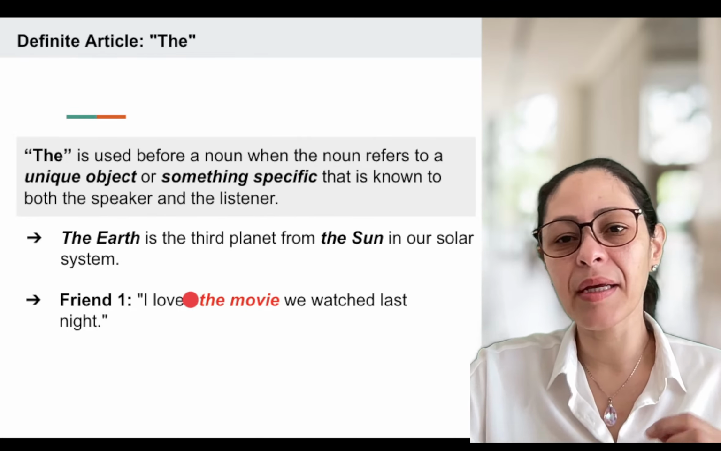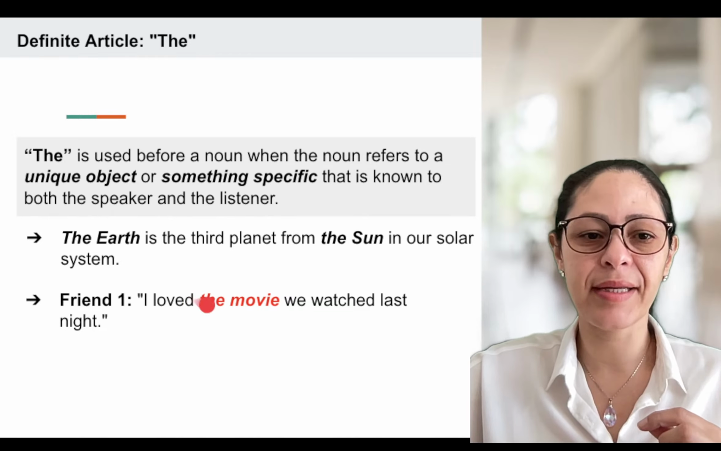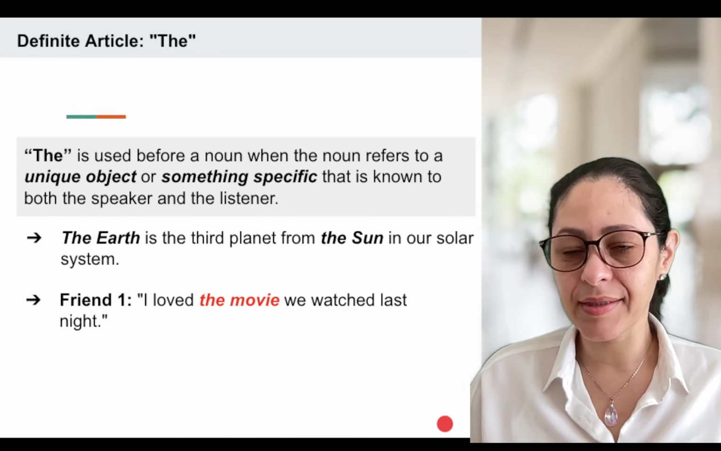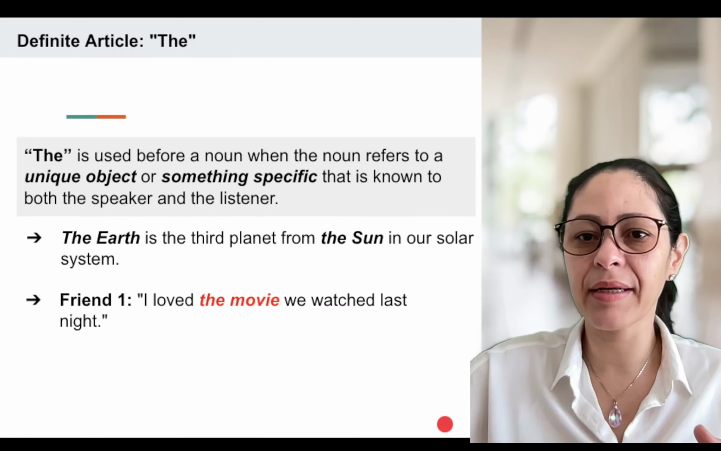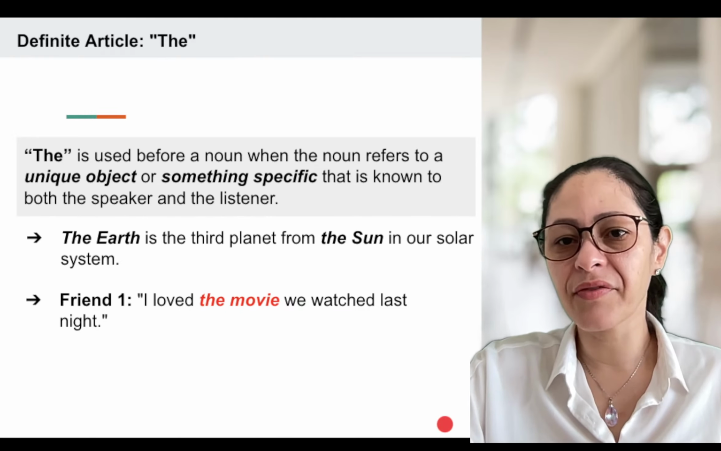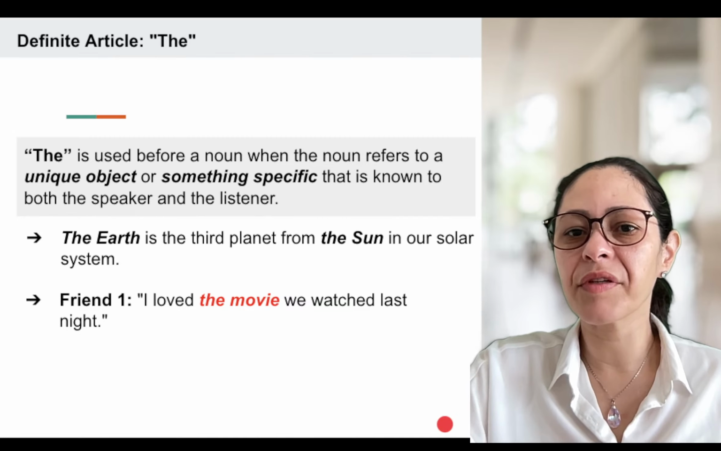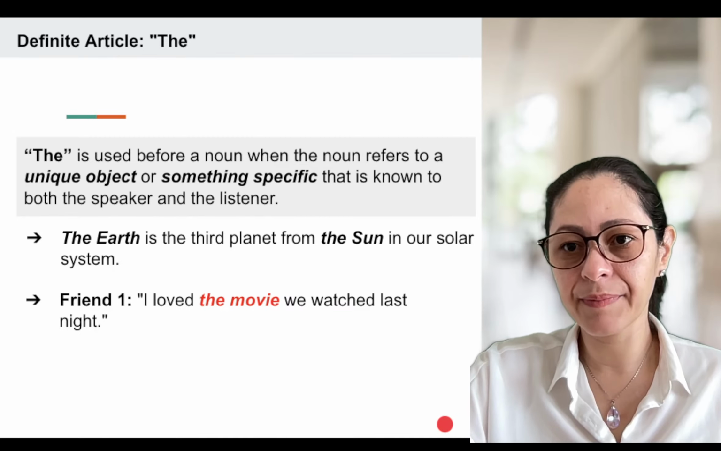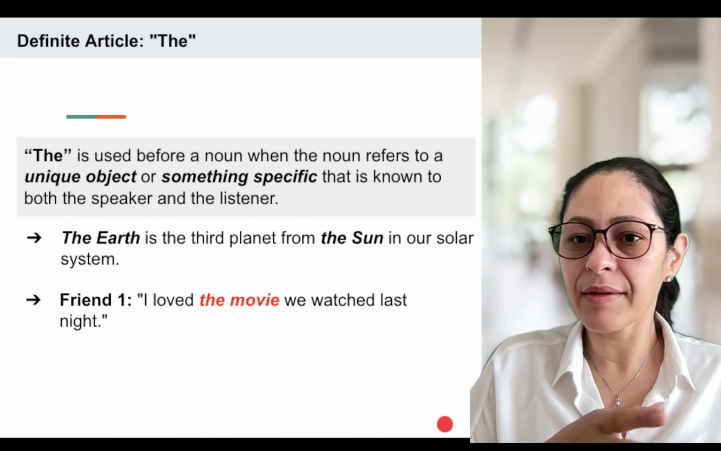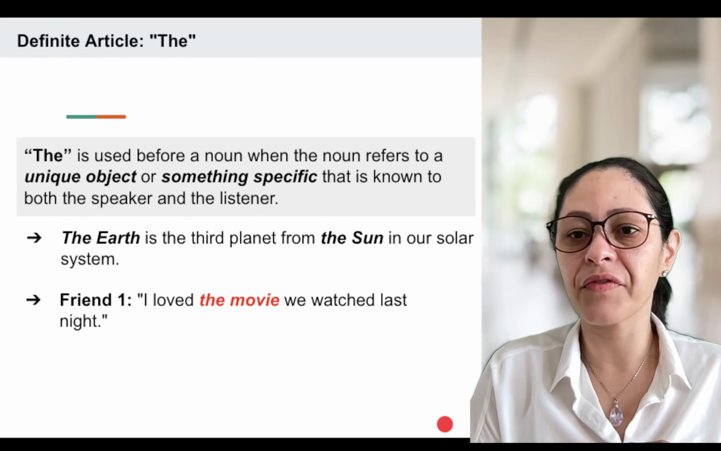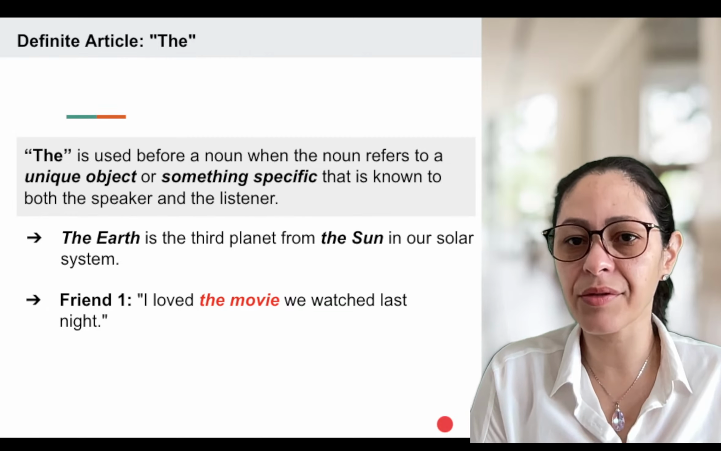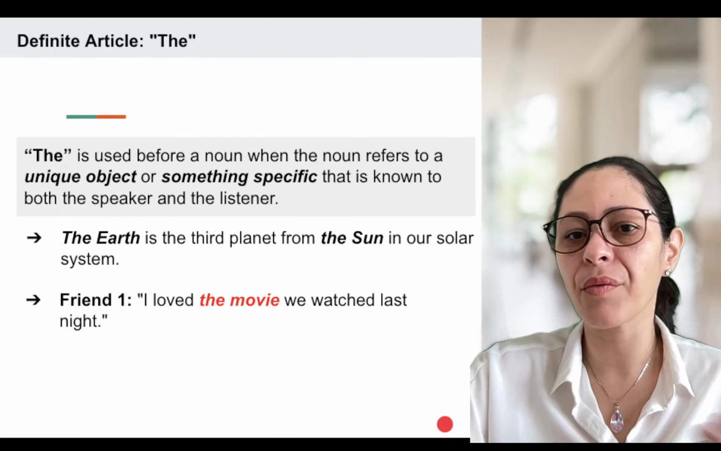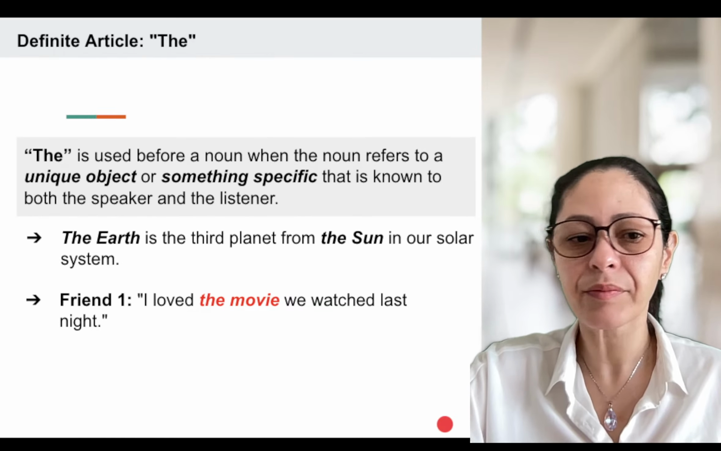Let's move on. Imagine a conversation between two friends. And of course, it's a conversation. The two friends are aware of what they are talking about. So the first friend says, I loved the movie we watched last night. This means that they're talking about a specific movie. So it's known to both the speaker and the listener. So, I loved the movie we watched last night.